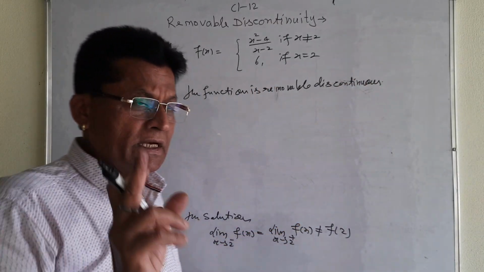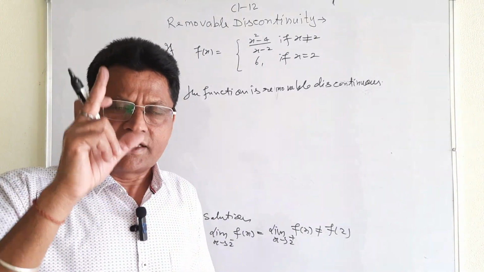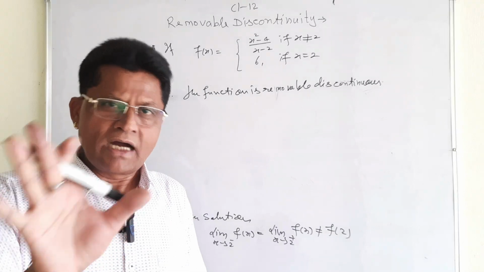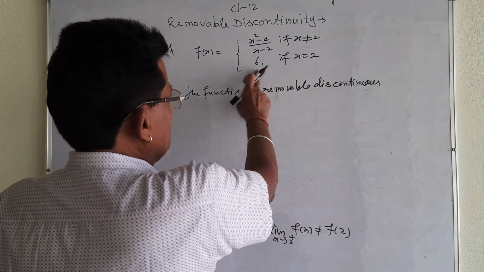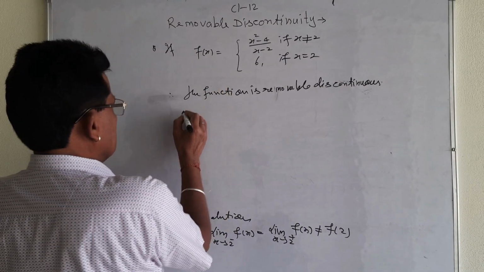Discontinuous function. How can it be? I told you in the definition: you can remove the discontinuity. How? By redefining the value of f(x). How will you redefine this function?